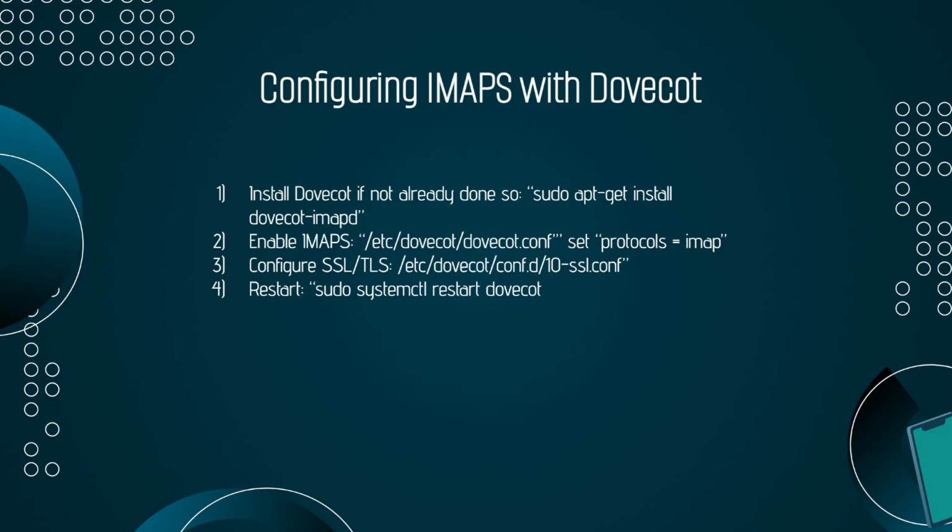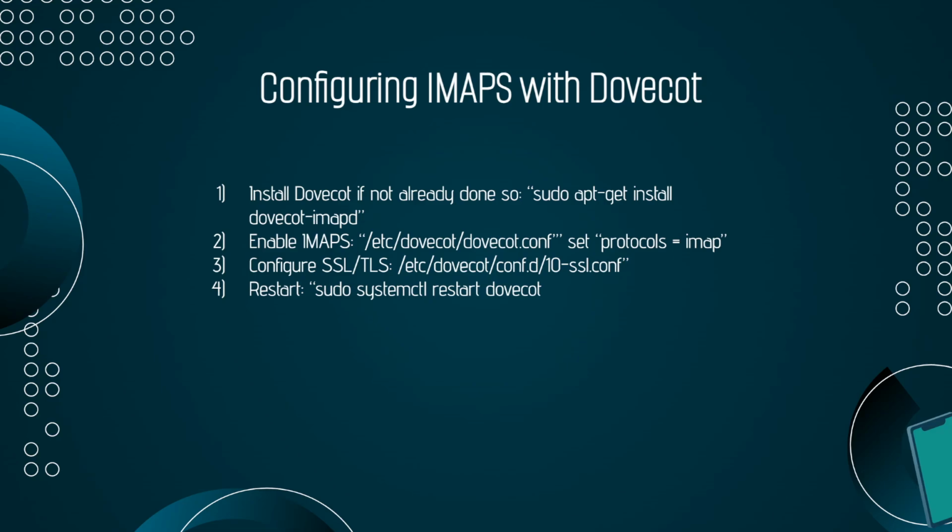To configure IMAPS using Dovecot, first you need to ensure that the software is installed on your Linux system by running the command sudo apt-get install dovecot-imapd. Once installed, IMAPS must be enabled by editing the Dovecot configuration file, and you can find that at /etc/dovecot/dovecot.conf. The protocol should be set to include IMAPS to allow the secure retrieval of emails.